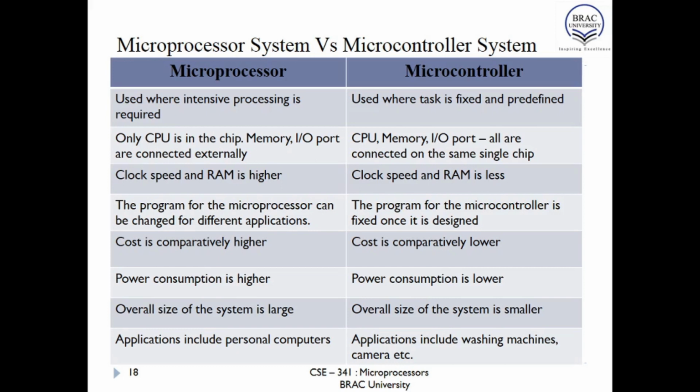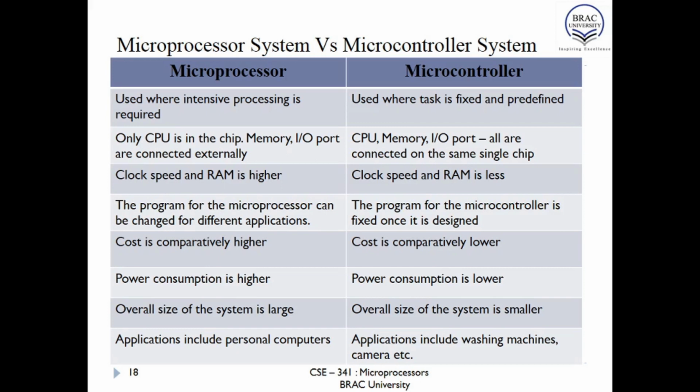Again, the program for the microprocessor can be changed for different applications, but the program for the microcontroller is fixed once it is designed. That is because as the tasks are fixed and predefined, the related programs are also fixed. Both the cost and power consumption of a microprocessor are much higher than that of a microcontroller. Furthermore, the overall size of a microprocessor system is greater than that of a microcontroller system.